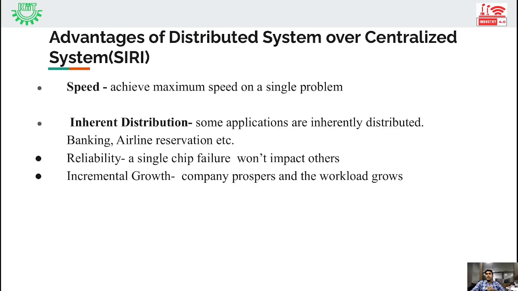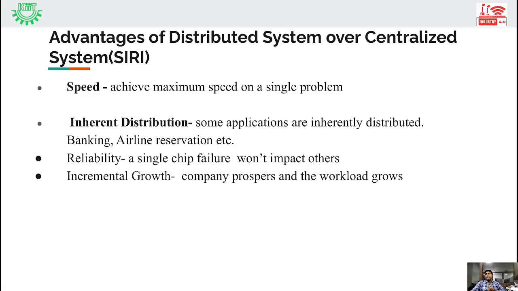Now let us have a look at the advantages of distributed systems over centralized systems. The first important advantage is speed. When used to implement parallel processing, where our only goal is to achieve maximum speed on a single problem, distributed systems can achieve very high speed as compared to the centralized ones.